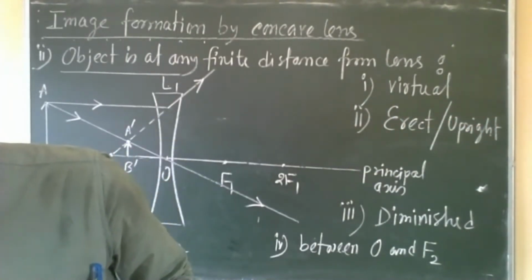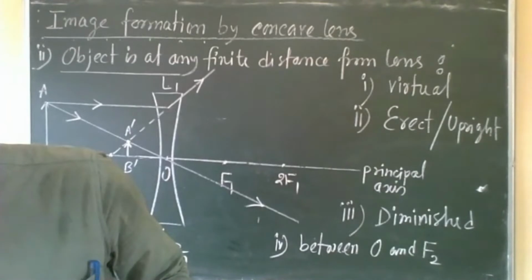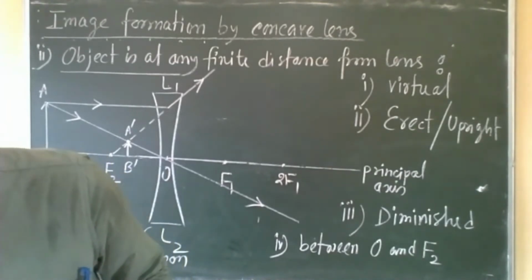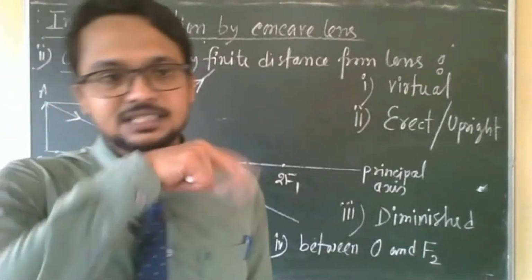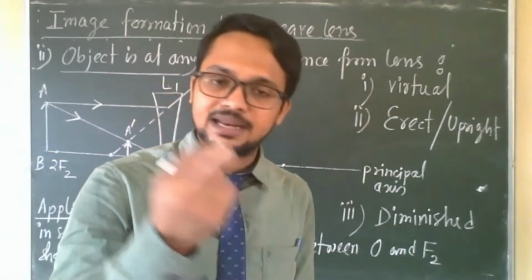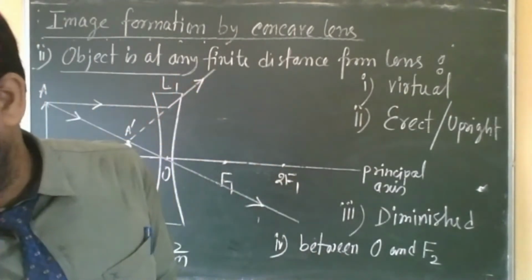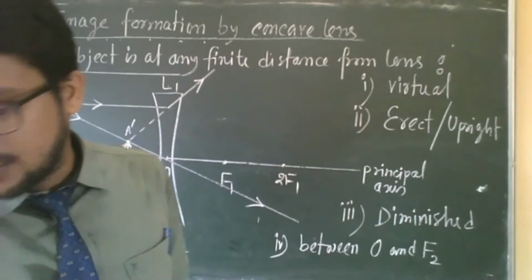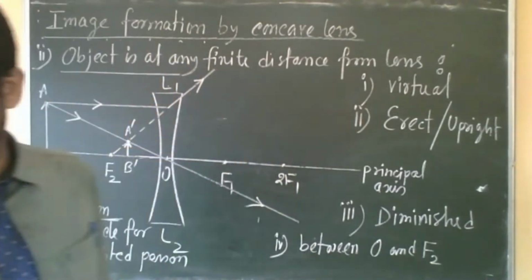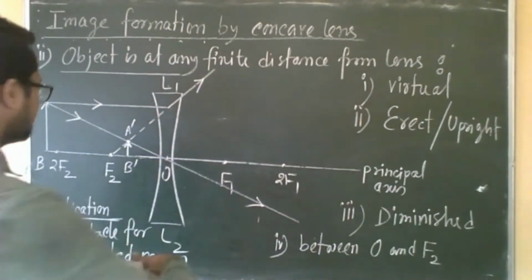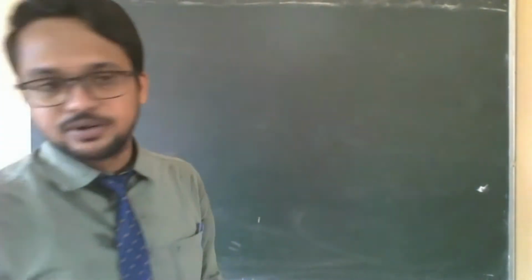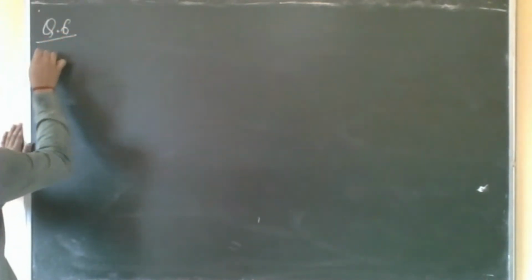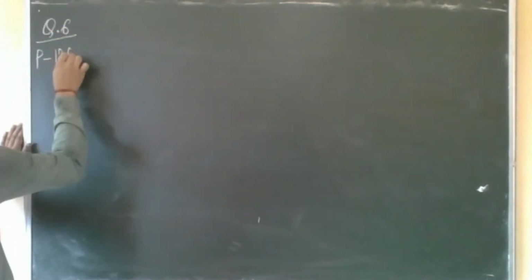After that, come to lens image formation numericals. Come to page number 120. We will discuss two questions, one from concave and another from convex. Page number 120, question number 6. So our first question will be page number 120, question number 6, from the exercise.